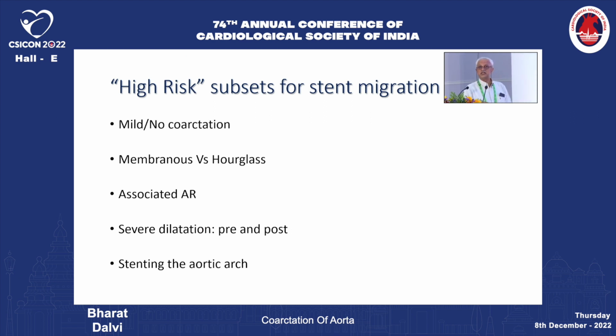If you have associated aortic regurgitation, because of the pulsatility of the aorta, you may end up with stent migration. Or if there is severe dilatation of a pre-coarct or post-coarct, or more commonly both pre and post-coarct segments. And last but not the least, stenting of the aortic arch. So this I would call as high-risk subsets for stent migration.